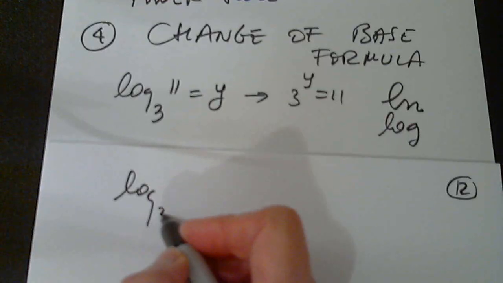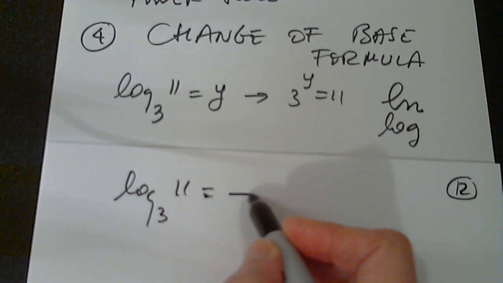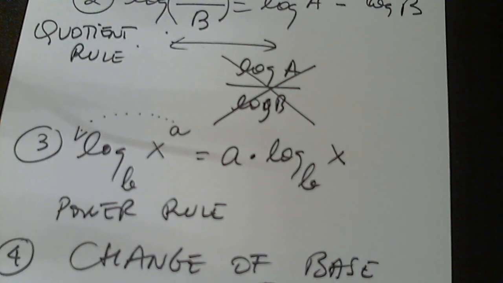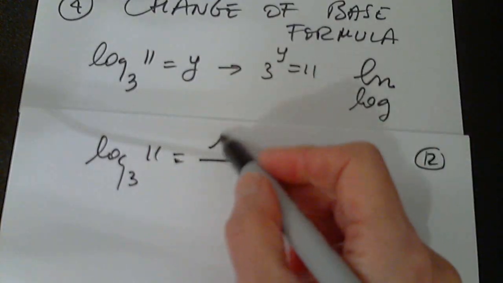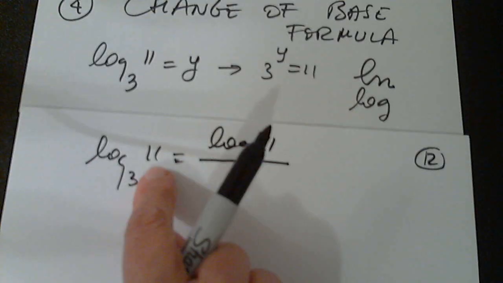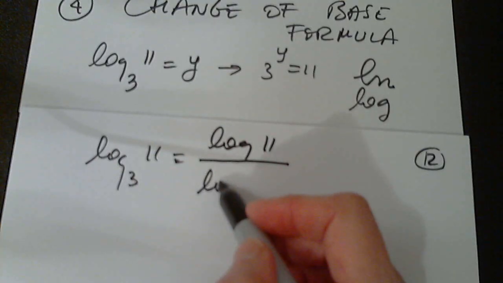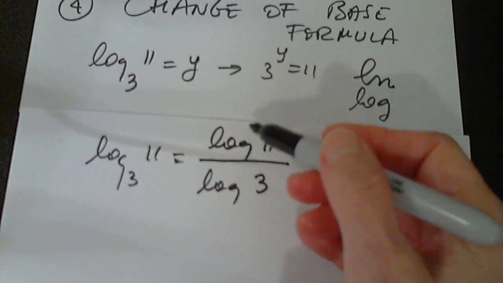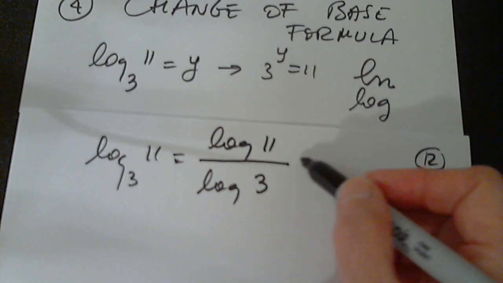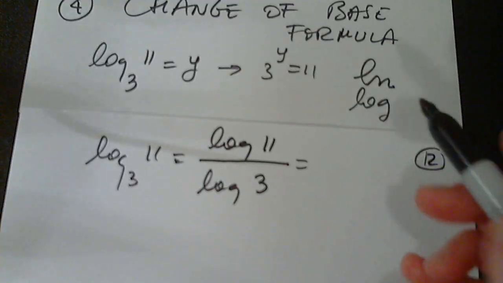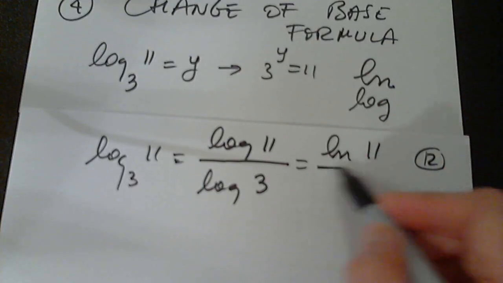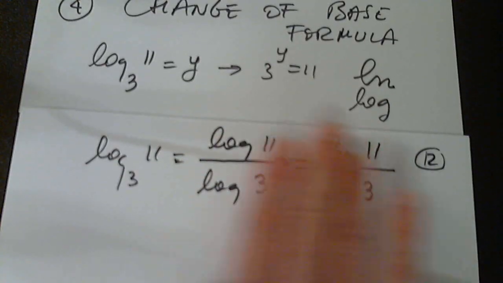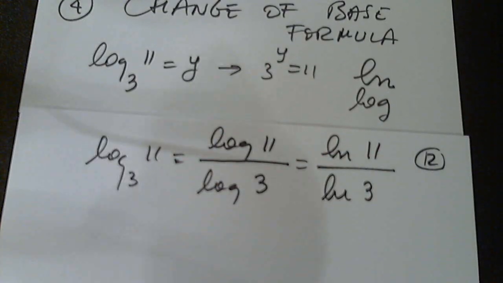So how do I do that? Now it's a ratio. A ratio of log of the number at the top and log of the previous base in the denominator. I have to use the same log. You can use this, and you can say, why don't you use natural log? Fine. Natural log of 11 over natural log of 3. This number has to equal this number, has to equal this number.